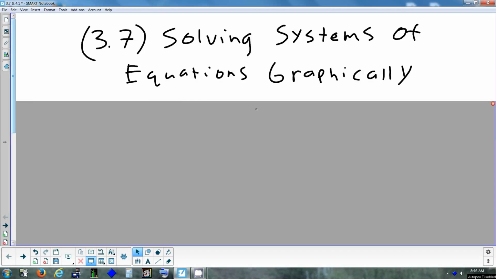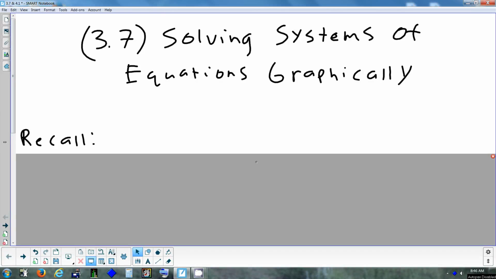All right, so today we're going to start by finishing up chapter 3, which is section 3.7. So it's looking at solving systems of equations graphically. Does anybody remember how you do that? Like if you want to graph a system and then you look at the graph, what are you looking for to find the answer?